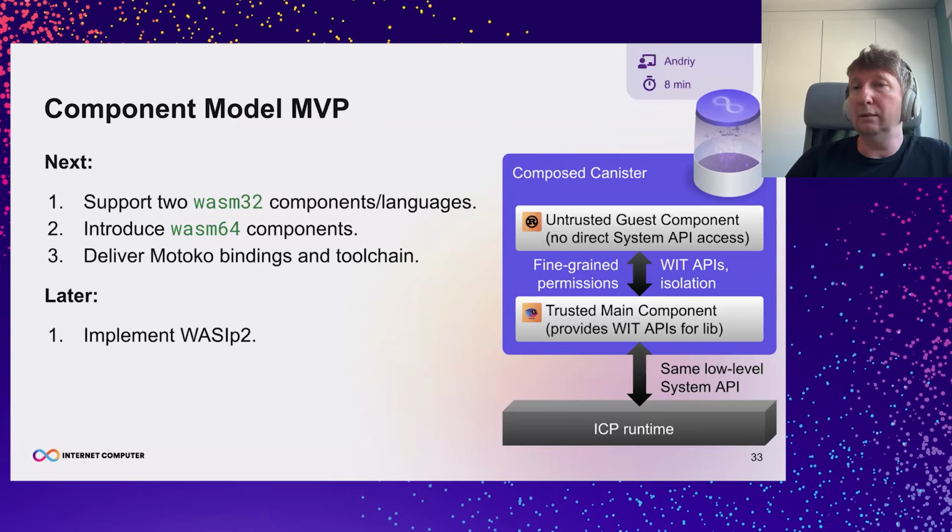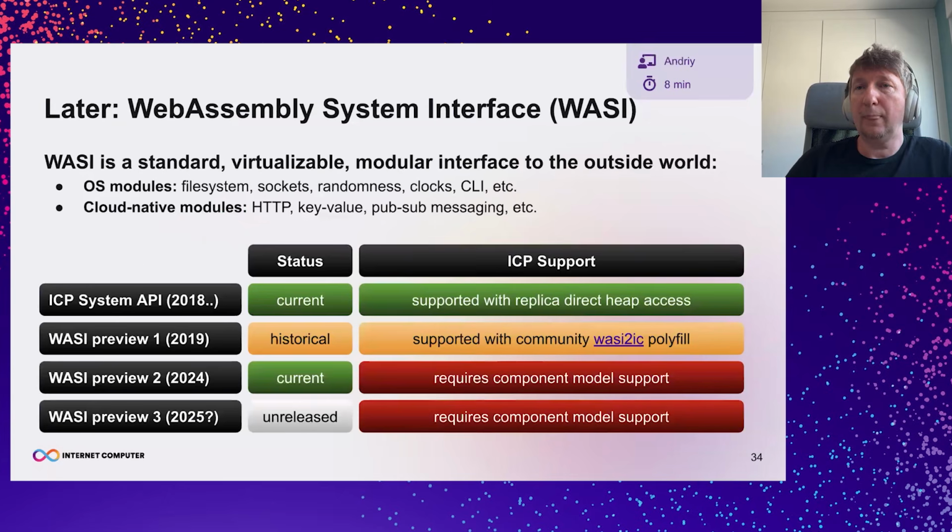And speaking of WASI, on the next slide, please, let's briefly look at what WASI actually is. WASI is essentially a standard system API for WebAssembly. The original version, Preview 1, was designed for general-purpose systems with features like file access. It's similar yet different from ICP's native concepts like stable memory. A community project called WASI2IC maps these WASI calls to the ICP system API calls. With this WASI2IC polyfill, we can run WASI Preview 1 binaries on the ICP.